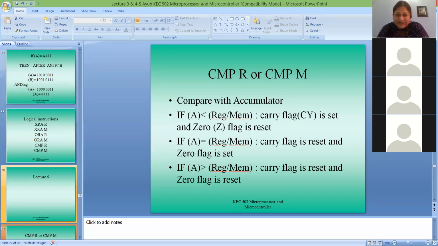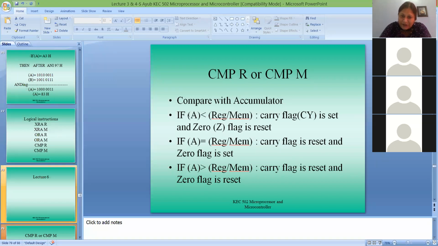So comparing means indirectly what do we do? We do subtraction in our mind. Suppose you are asked whether 9 is greater or 6 is greater, then what do we do? Inside, we do subtraction. That means we see which data is greater and which data is less. So if you write the instruction CMP R, that is compare with accumulator, it will always be compared with accumulator contents.